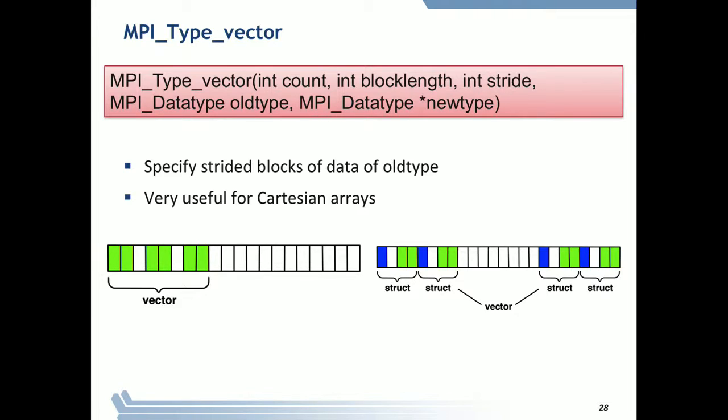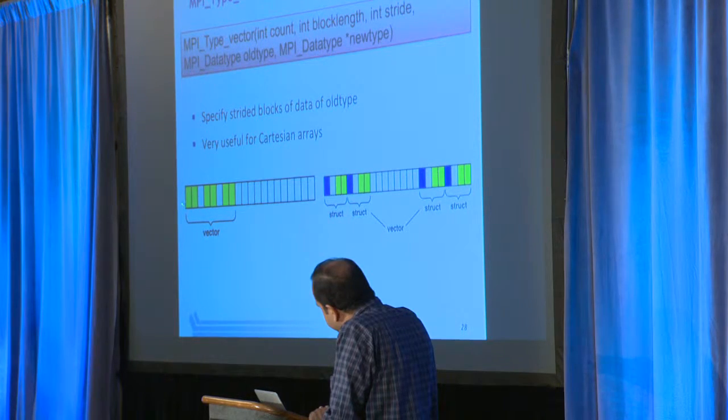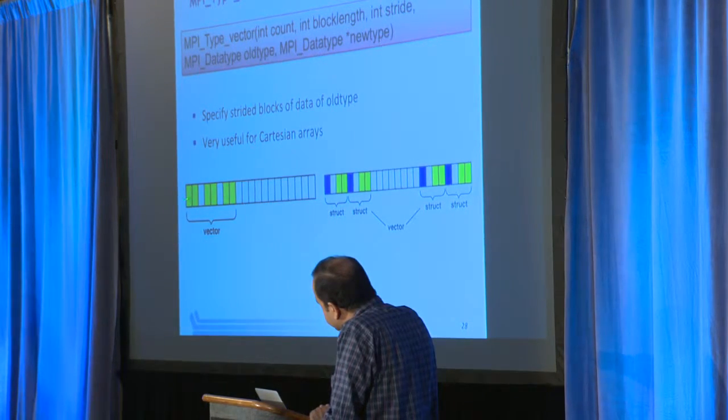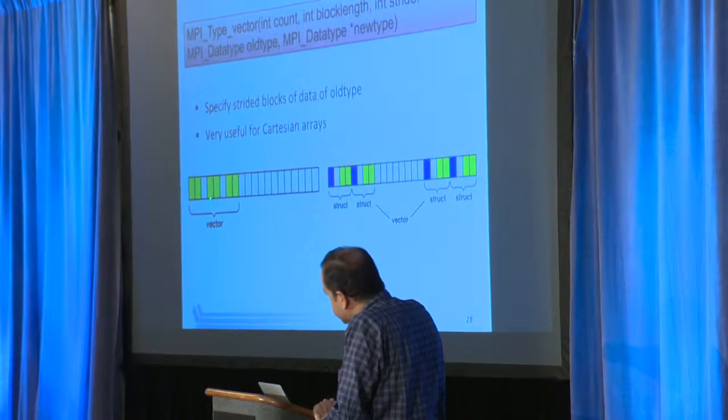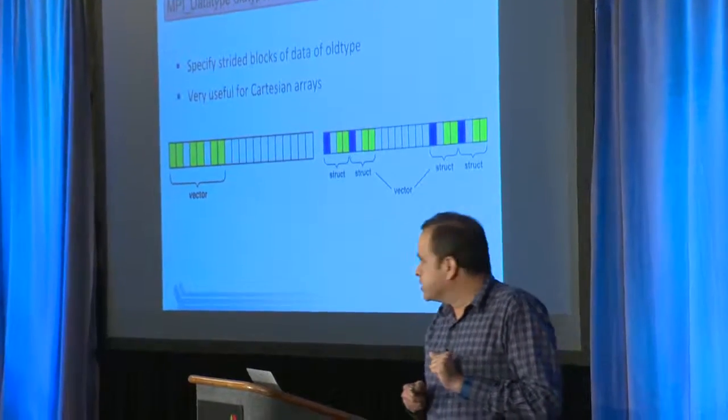If you're sending a column in row major order, you don't really have blocks of data, it's just a single element with a stride. But in general, you could have multiple. The way this is defined is there is a count parameter, which is the number of blocks in this vector. The block length is the number of elements in each block. So here it is 2. The stride is defined as the number of elements between the start of the first block and the start of the second block. So it's 3 in this case.